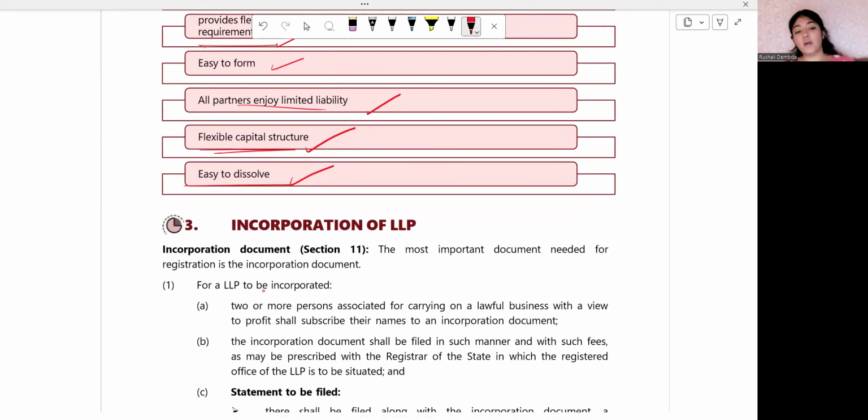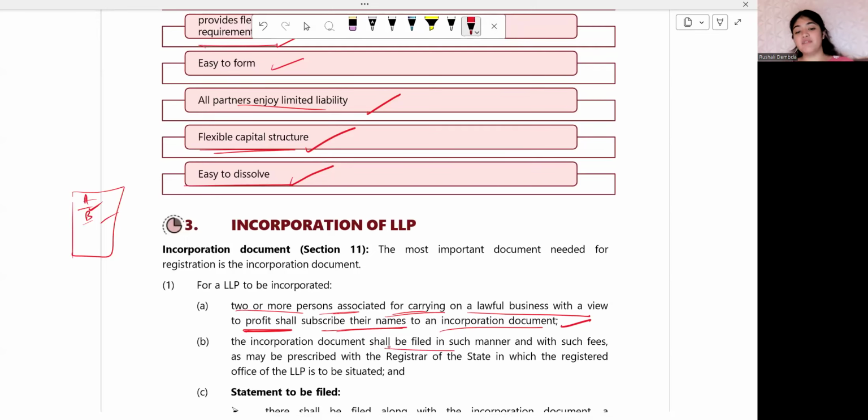For an LLP to be incorporated, two or more persons associated for carrying on a lawful business with a view to profit shall subscribe their names to an incorporation document. In the incorporation document, the people have to mention their names, that we are going to run this business.